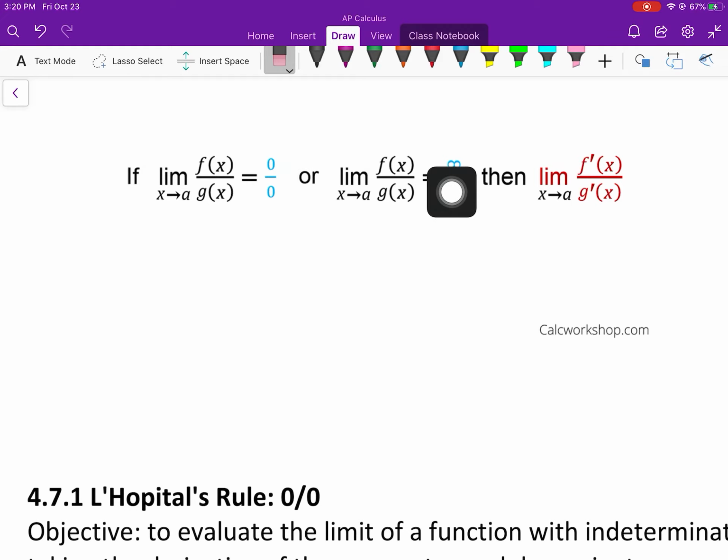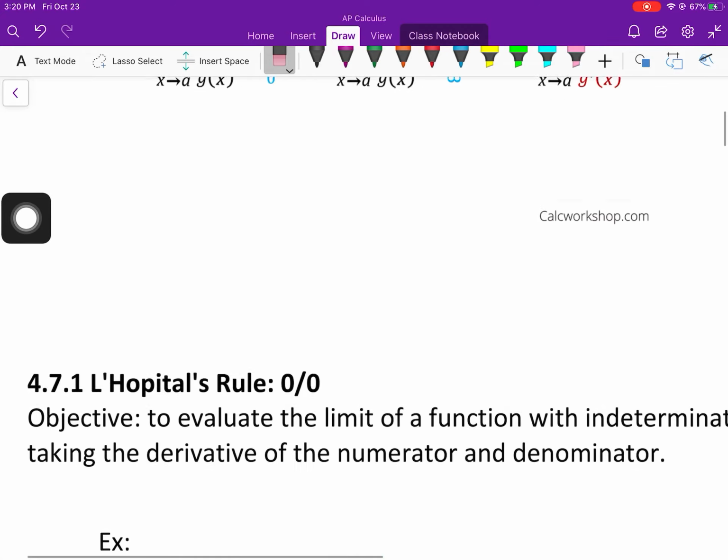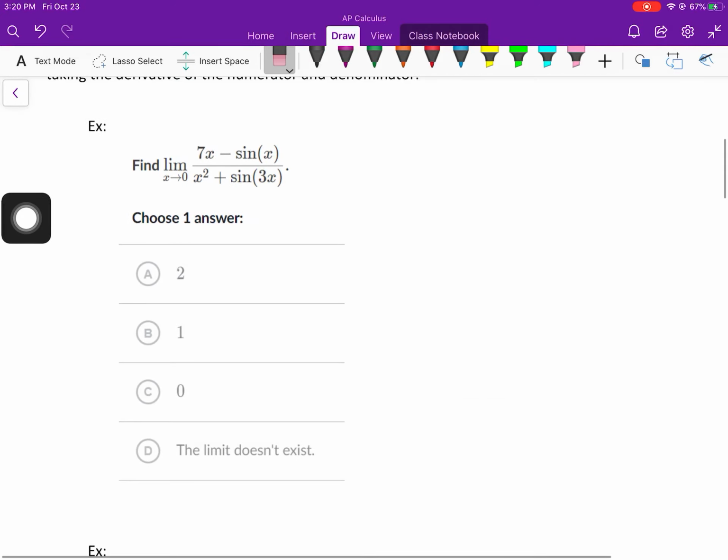But let's say you plug in the number, you get 0 over 0 or infinity over infinity. You could take the derivative of the top and the derivative of the bottom, and then plug in the limit and see what you get, and that will be the new answer. If it works, then great. If it results in another indeterminate form, then you just run through this rule until it finally works. So let's see an example.